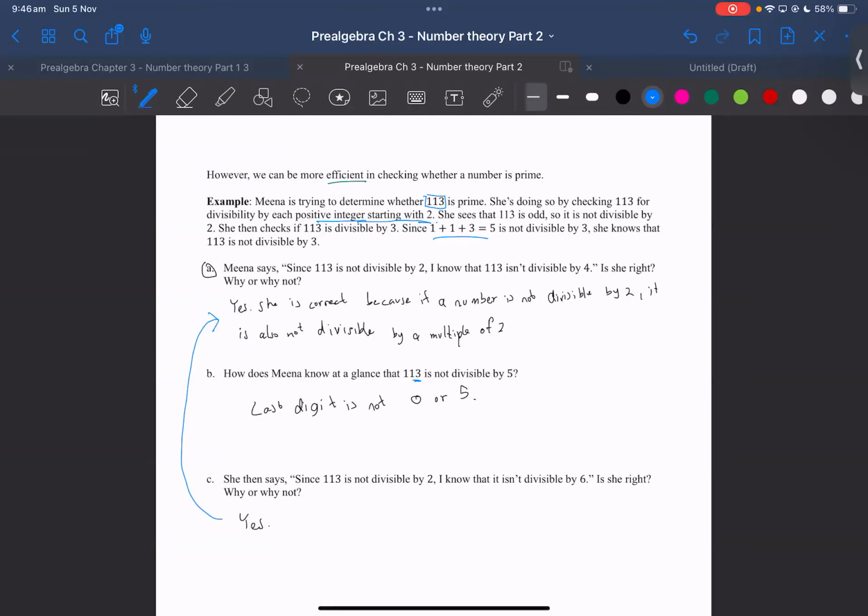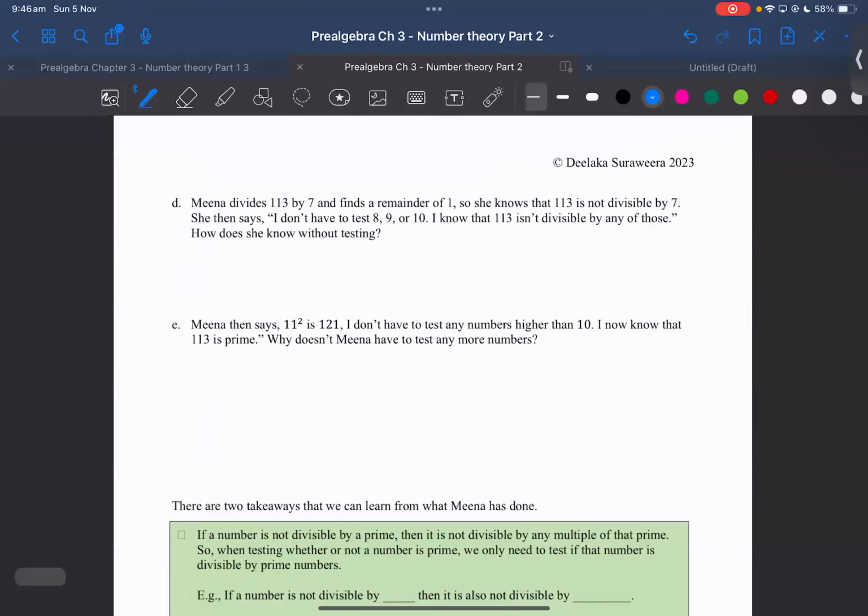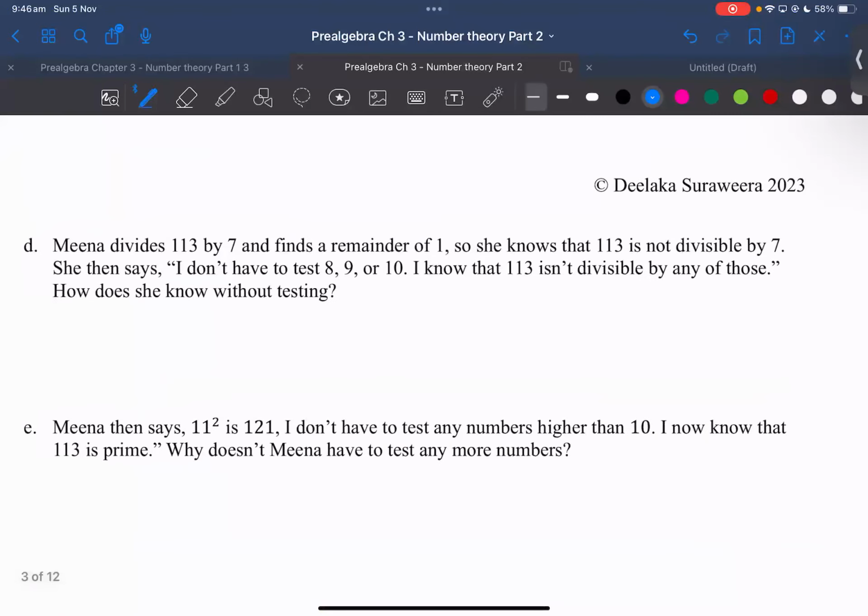Clear. And then D and E. For 7, there's no divisibility rule. So what she does is she just divides it by 7, a long division, and she finds a remainder of 1. You can do it on your own, but you will get a remainder of 1. So she knows that 113 is not divisible by 7. Makes sense, right? You need the remainder to be 0.